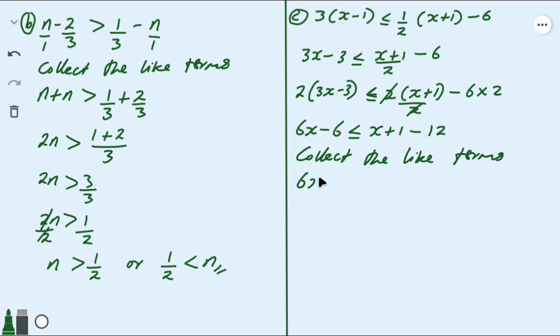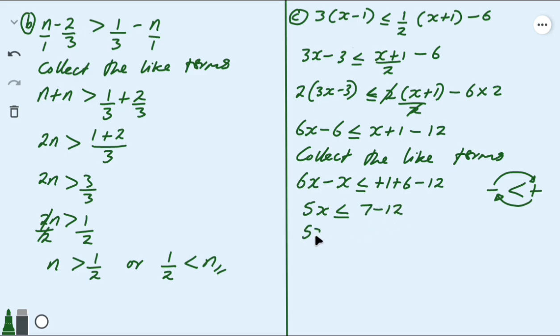So we have 6x minus x. Don't forget, I told you that when positive crosses the border of inequality, it changes to minus, and when minus crosses the border, it changes to plus. So we have less than or equals to plus 1 plus 6 minus 12. So this will be 5x less than or equals to, this is going to give me 7 minus 12. So we have 5x less than or equals to plus 7 minus 12 will give me minus 5.